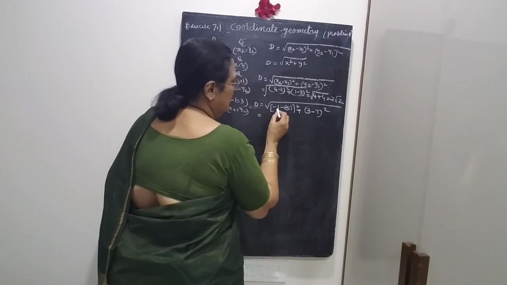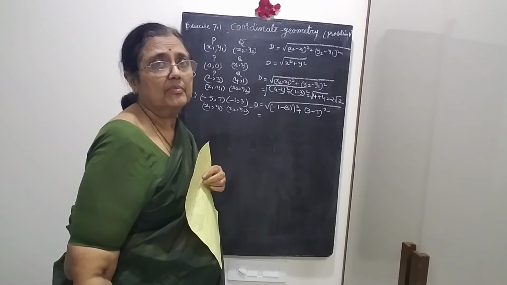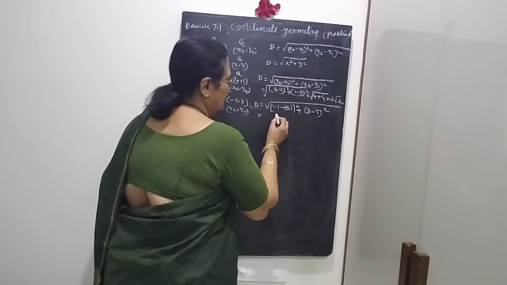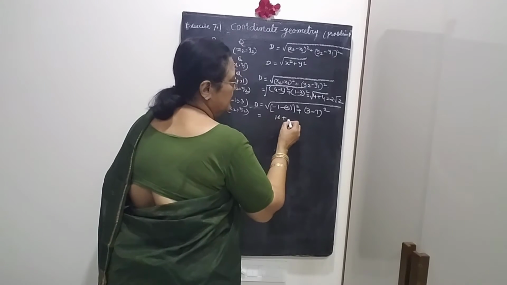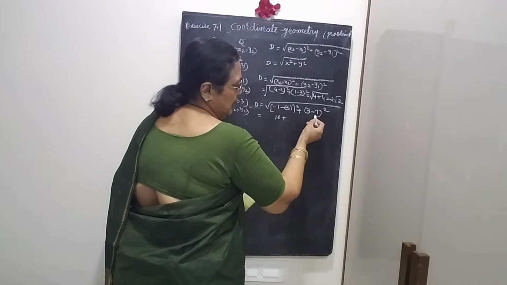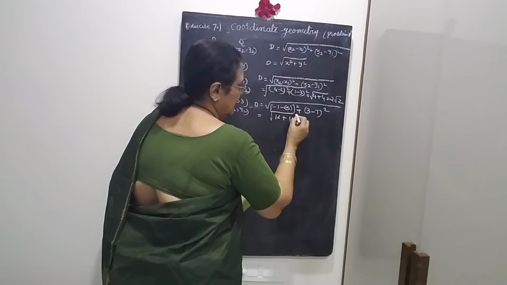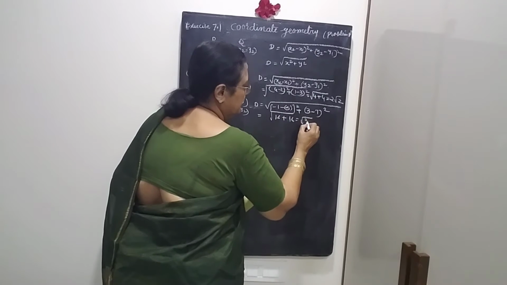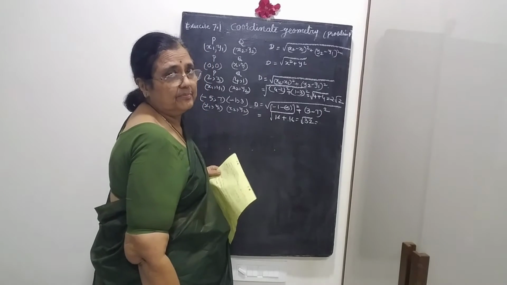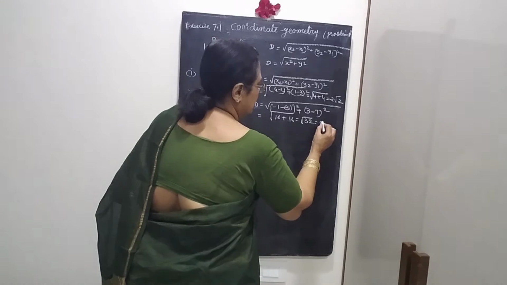So this will become minus 1, and minus of minus 5 is plus 5. So 5 minus 1 is 4. 4 square is 16, and 3 minus 7 is minus 4. Minus 4 whole square is 16. That is root 32, which can be written as root of 2 into 16. 16, if you take out, is 4. So 4 root 2.